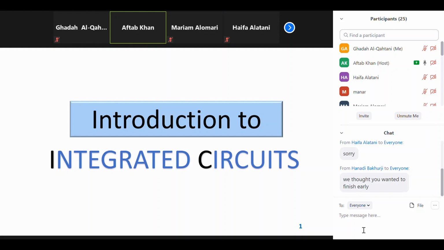This is basically ICs, integrated circuits. So what are integrated circuits basically?